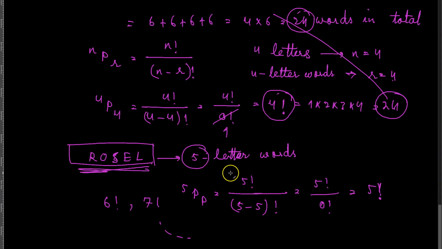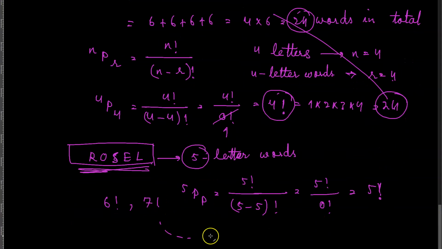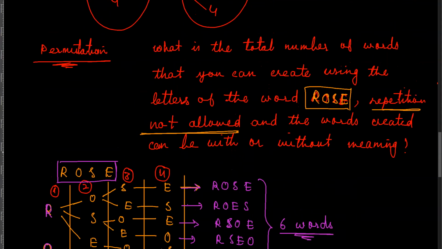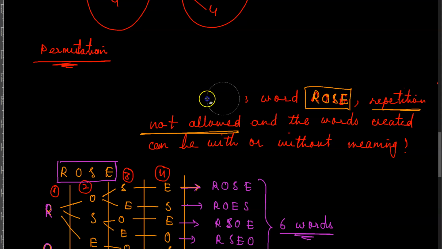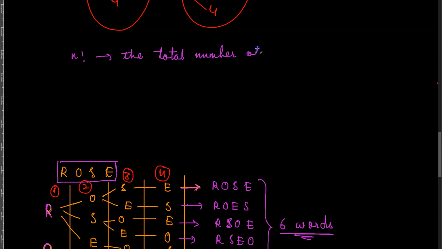Which means that this number n factorial is actually the number of all the different permutations, which means that you can say that n factorial is the total number of permutations of n different objects.